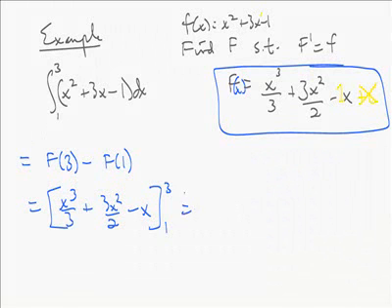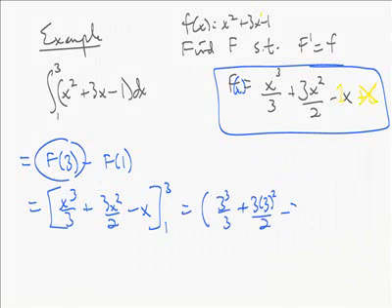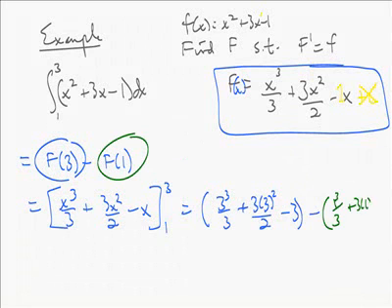In other words, what we see here is that we're first going to put 3 in for x. This is the F of 3 portion. So we have 3 cubed over 3 plus 3 times 3 squared over 2 minus 3. And then from that we're going to subtract F of 1. We put that in parentheses. That's 1 cubed over 3 plus 3 times 1 squared over 2 minus 1.